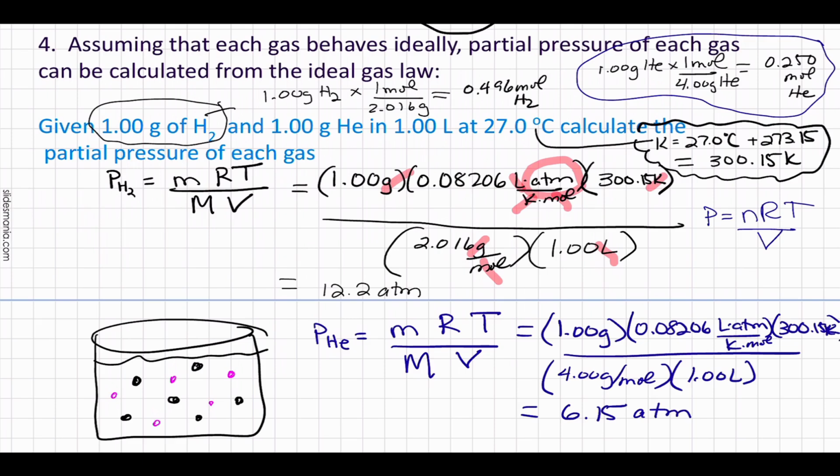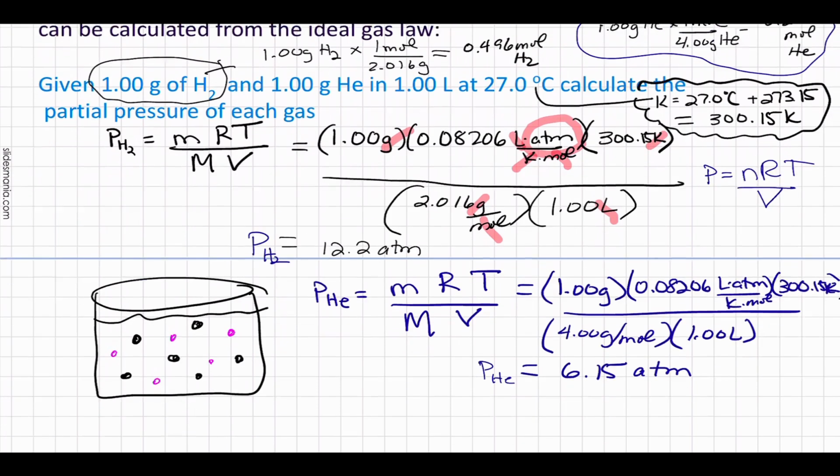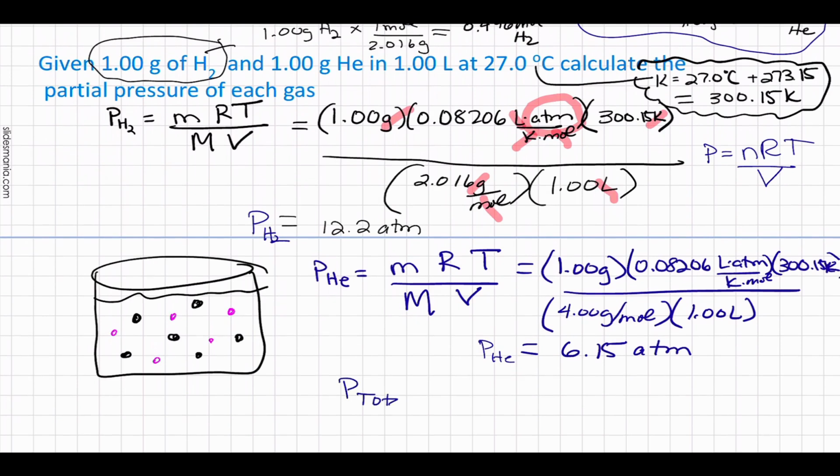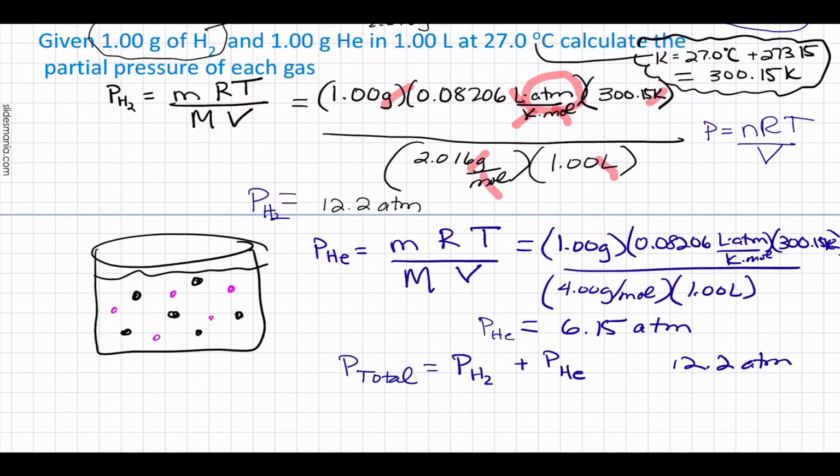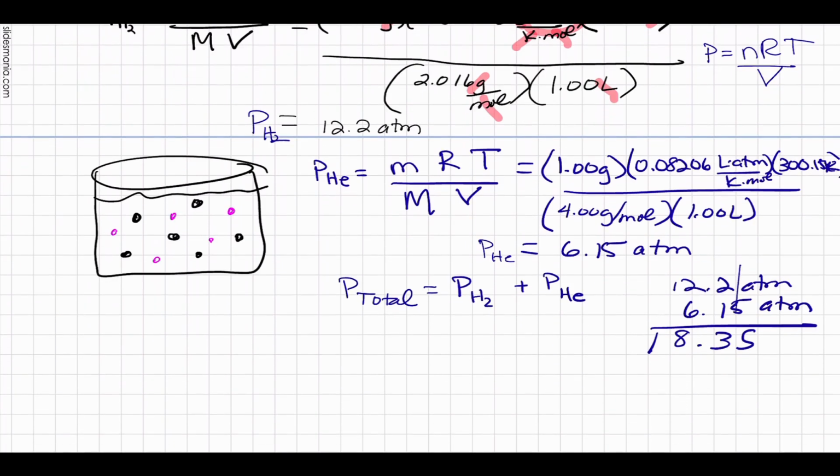So that's the answer. They wanted the partial pressure of each gas. So that's the pressure of the hydrogen, the pressure of the helium. Sometimes they'll ask for the total pressure then, and you would take each of the gases' pressures and add them up. So if we did do that, 12.2 and 6.15, and then we would round with our sig figs to 18.4.